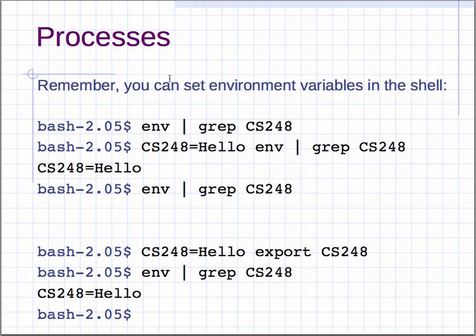Let's just take a quick look at environment variables. Remember that you can set environment variables in a shell. So if you were to run the env command and pipe the output to a grep command to search for something like CS248, you will see nothing. If you set a variable CS248 equal to hello, and then I think you need a semicolon here or something, and then run env piped to grep CS248, you will see that this variable was defined in this environment. So let's just try that. Let's take a quick look at this. Should be doable.